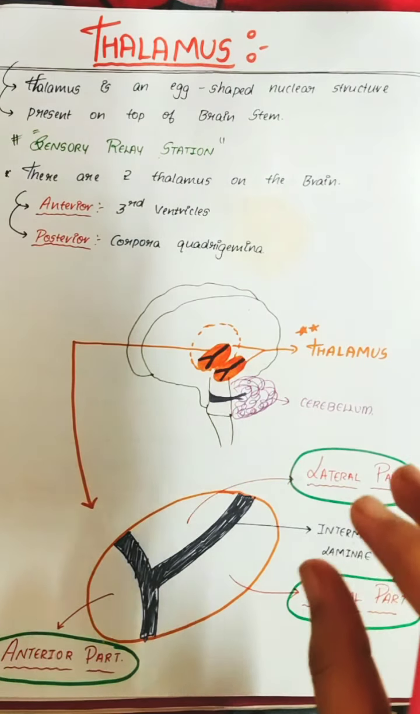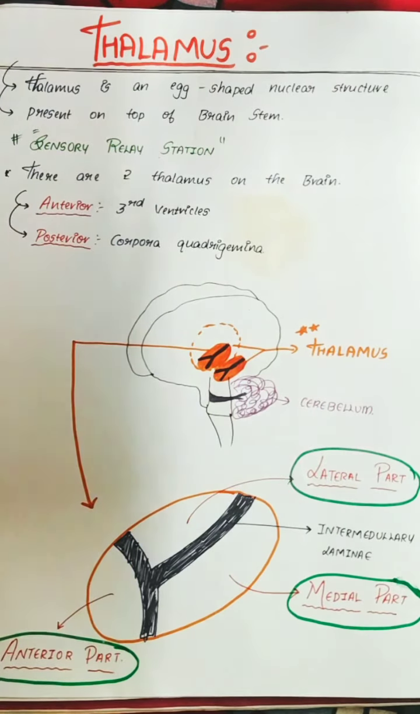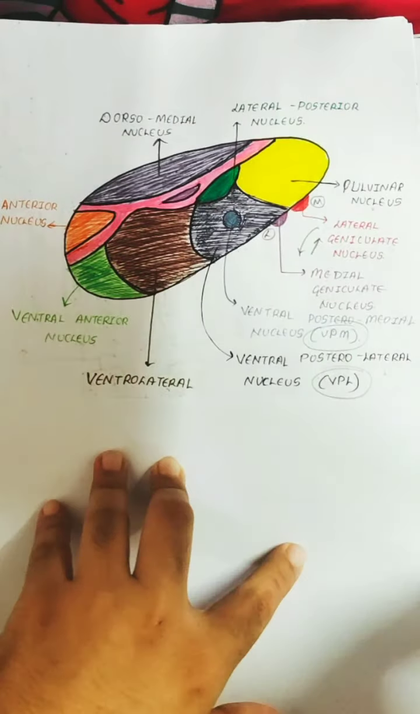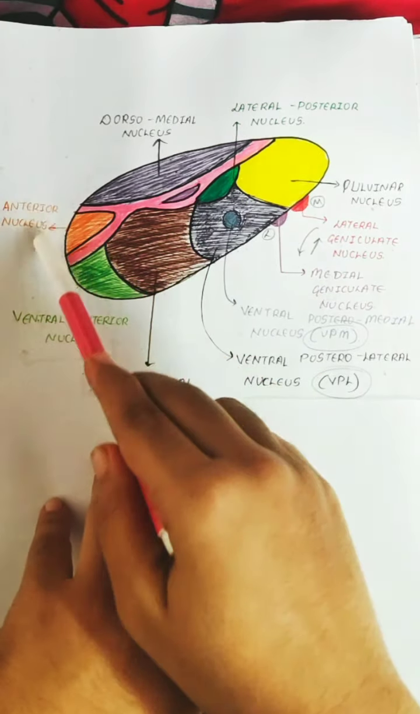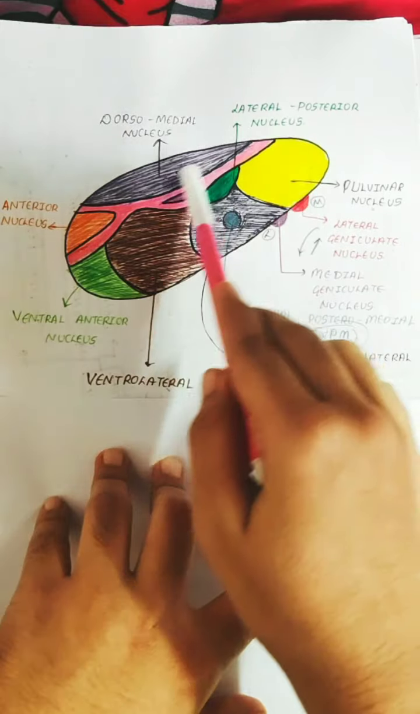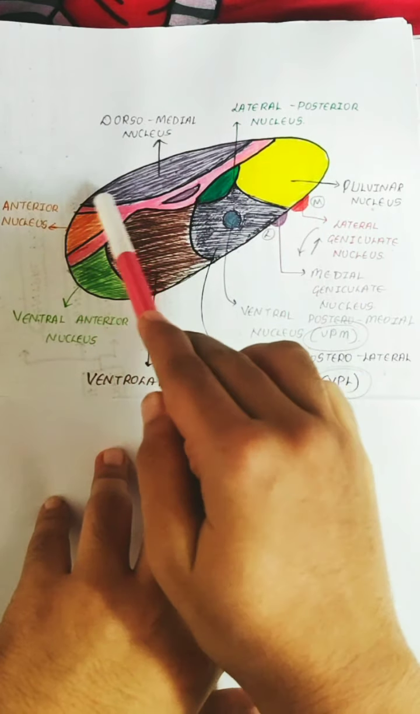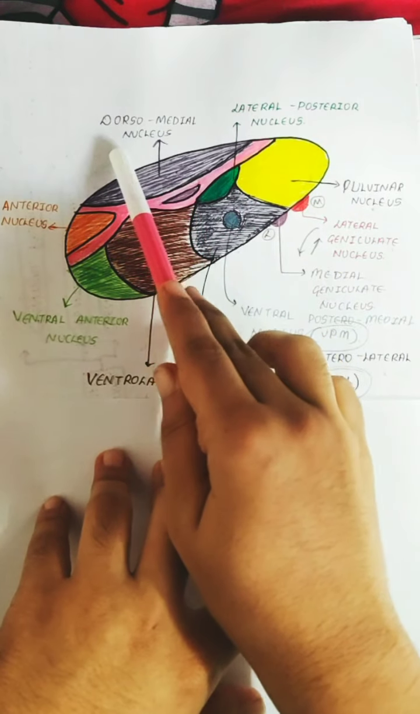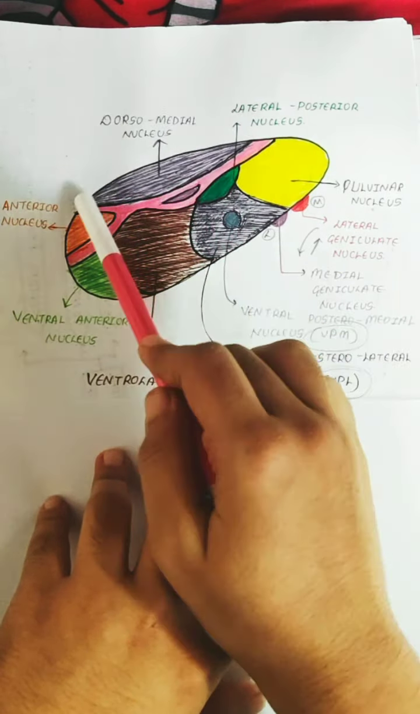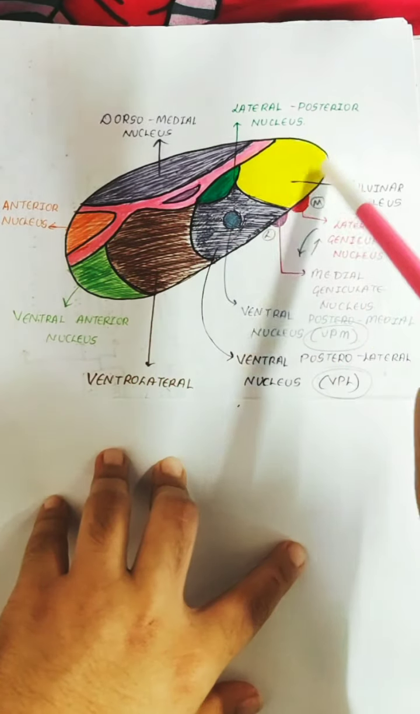So now we'll see the main important nuclei present in this thalamus. So here we go. These are some of the important nuclear structures present in the thalamus. This is the anterior side. The pink line is the intermedullary laminae. On the anterior side, you can see the anterior nucleus. On the medial side, you can see the mediodorsal or dorsomedial nucleus. And on the lateral side, you can see many different nuclei.